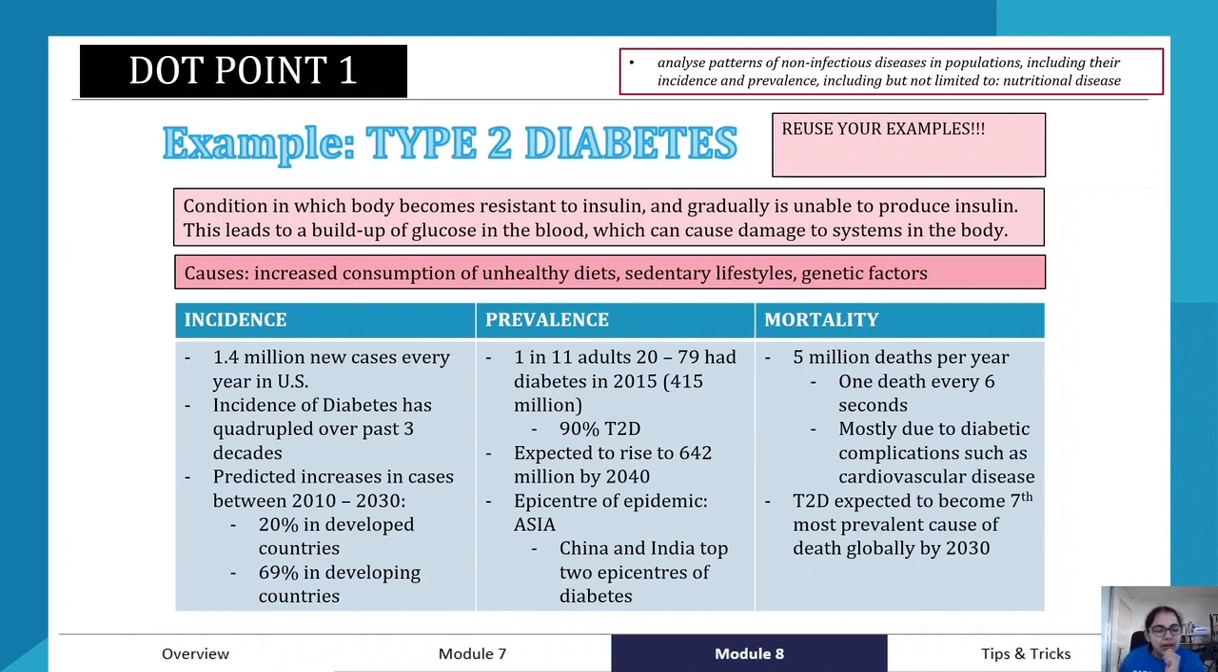Okay, mostly due to diabetic complications such as cardiovascular disease. Your heart disease and so on are quite closely linked with diabetes. And type 2 diabetes is expected to become the 7th most prevalent cause of death by 2030.